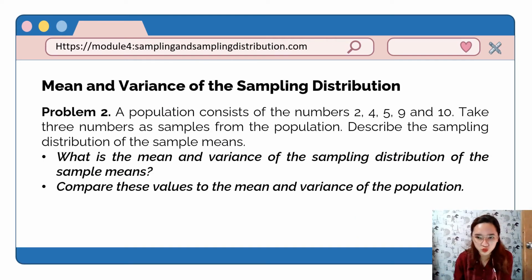For problem number 2, a population consists of the numbers 2, 4, 5, 9, and 10. Take 3 numbers as samples from the population. Describe the sampling distribution of the sample mean. This is the example from our second video. Go back to it so you know how we made our sampling distribution. Here, I will just present it, since we already did it, so it won't take too long.